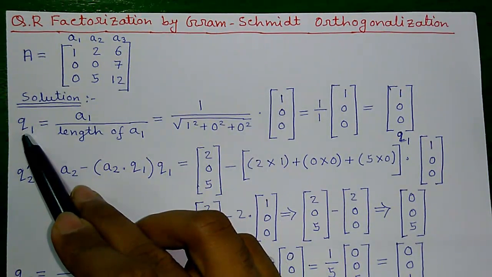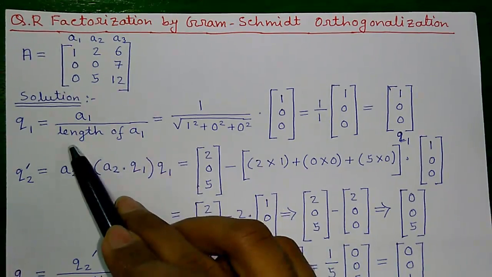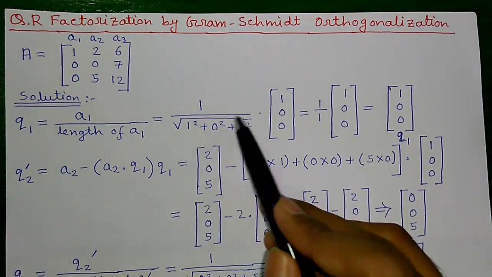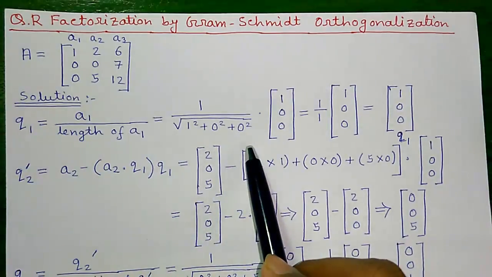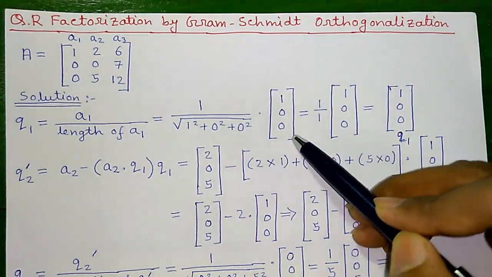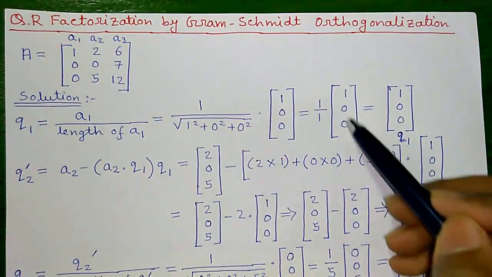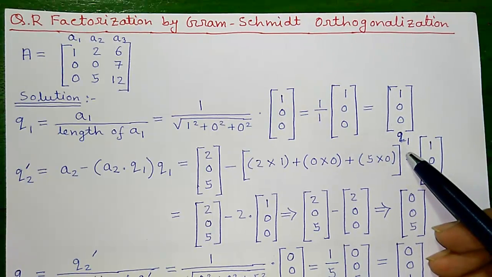First we will calculate Q1, which is given by vector A1 divided by length of vector A1, which is equals to 1 divided by root over 1 square plus 0 square plus 0 square into A1, which is equals to 1 by 1 into A1, that is 1, 0, 0 is our Q1.